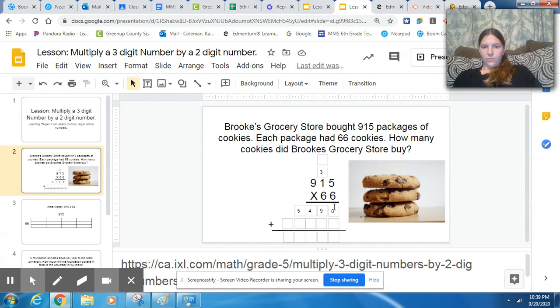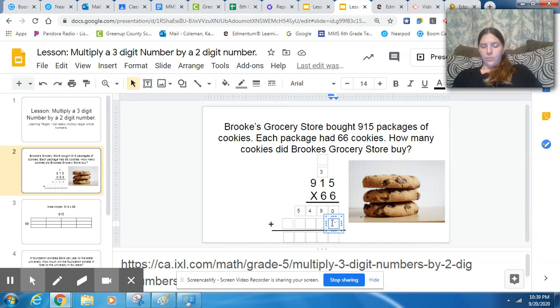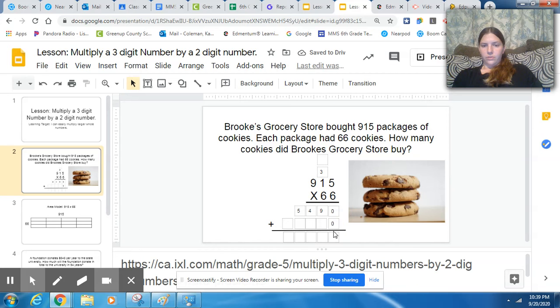This row right here was 6 times 915. That went on this top row. Now this second row is 60 times 915. If you're multiplying by a number in the tens place, you're always going to add a 0 to the end of your answer. So you always need to remember that place value holder, that 0 holder on the second row, because you're multiplying in the tens place.